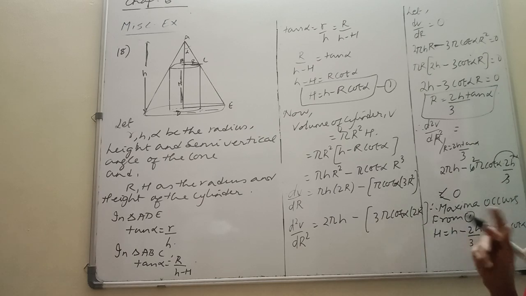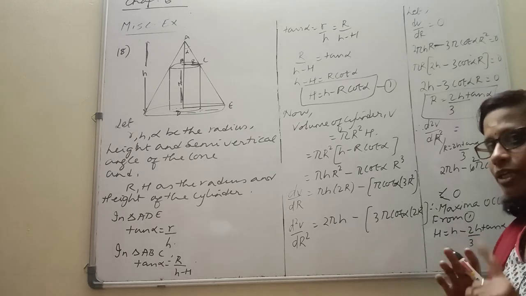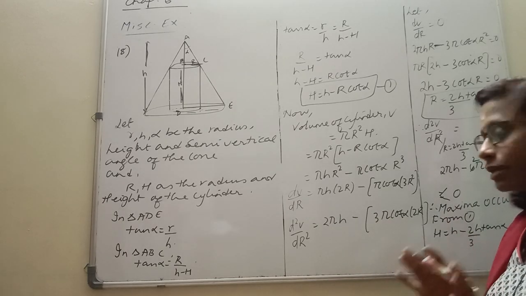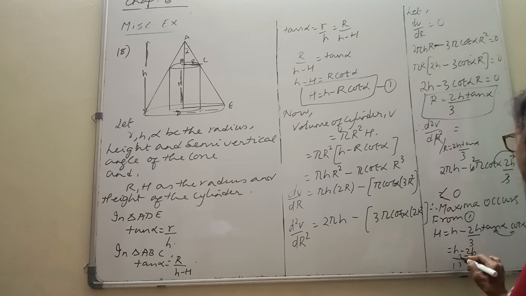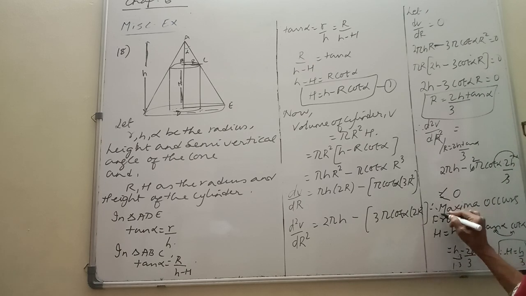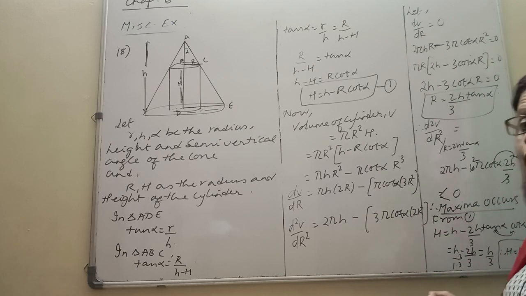And tan alpha and cot alpha are reciprocal ratios. We know that if they get multiplied, it will become 1. So you are left with h minus 2h over 3. Equalizing the denominators, 3h minus 2h is h over 3. So that's one thing they ask us to show: H is h over 3. That's one thing to show. Another thing is about the volume.